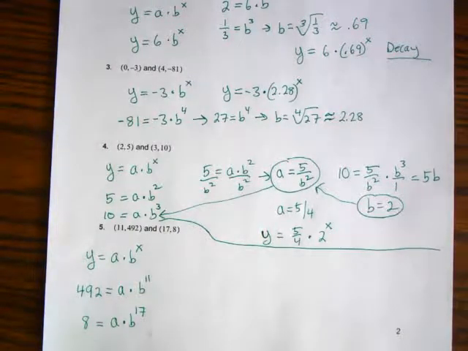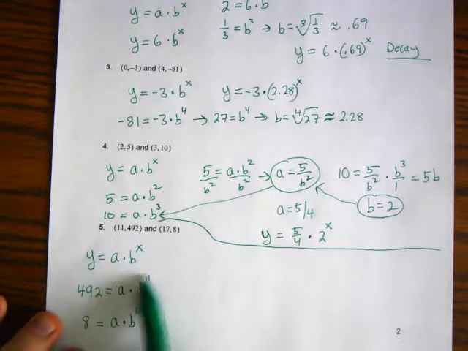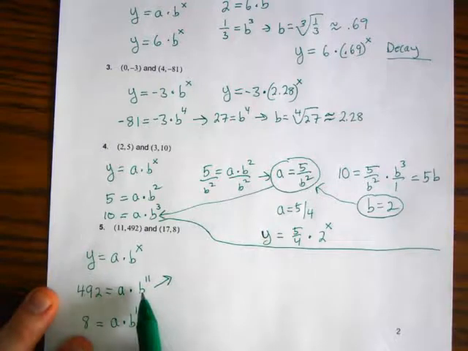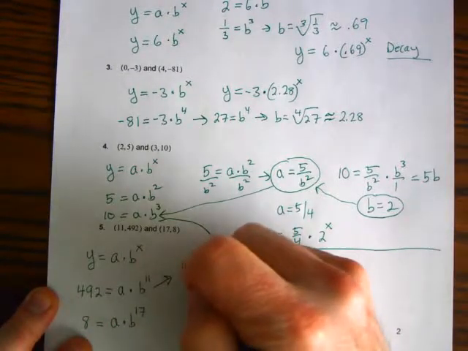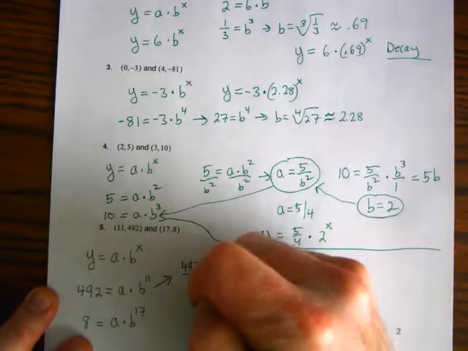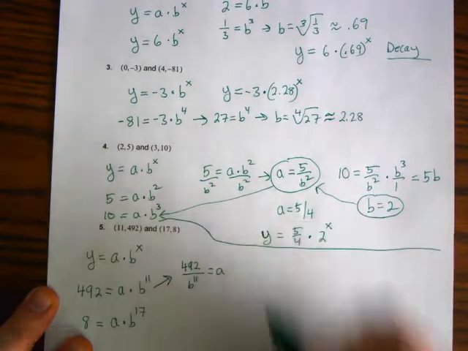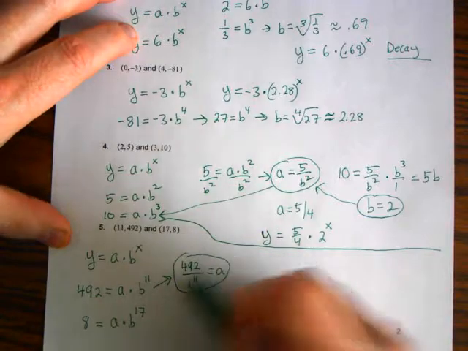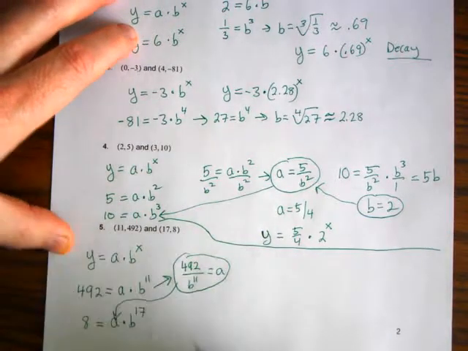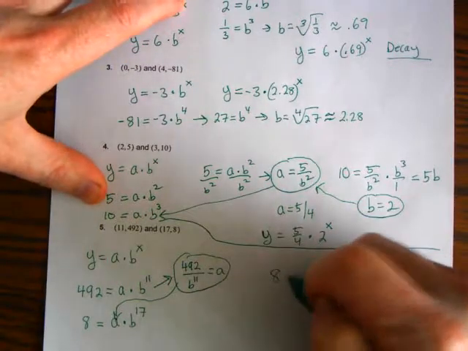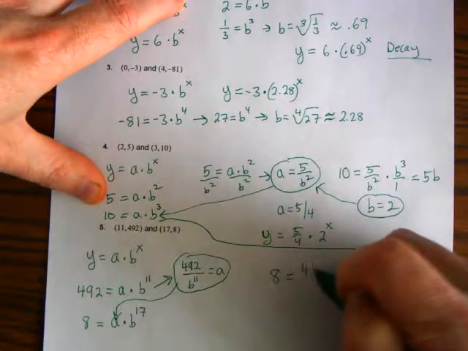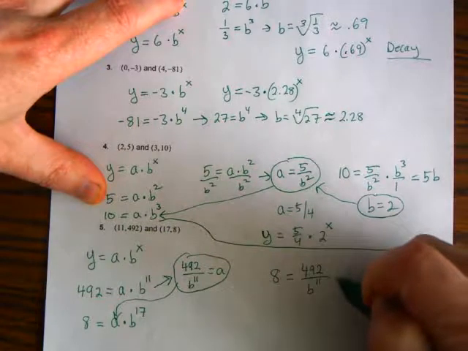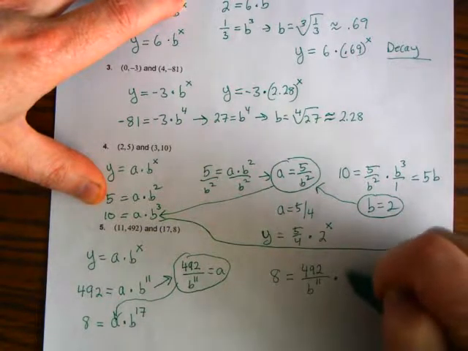All right, again, you want to deal with the one that has the smaller power. This is the one that has the smaller power. So I'm going to take this equation and I'm going to divide both sides by b to the 11. 492 over b to the 11 equals a. And then I'm going to take that and I'm going to plug it in right there. 8 equals 492 over b to the 11 times b to the 17.